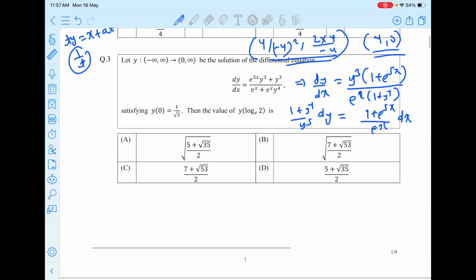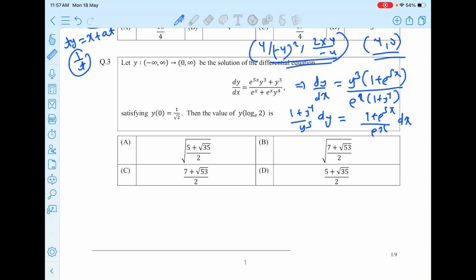So what is the... y cube will come here, so it will be (1 by y cube plus y) dy is equal to (e power minus x plus e power 4x) dx. Now you just have to integrate this.